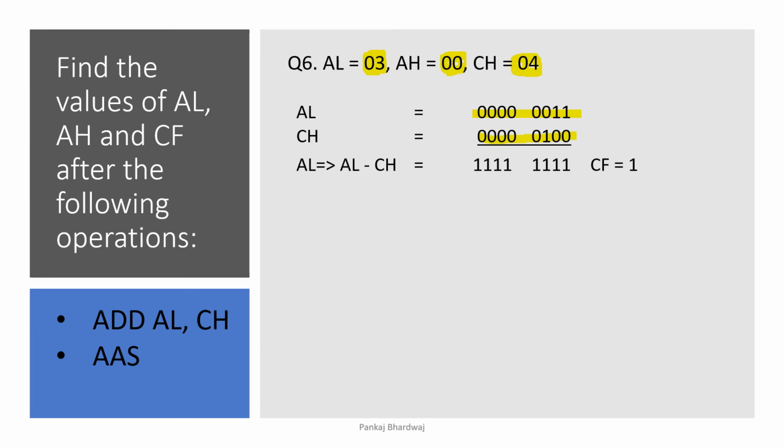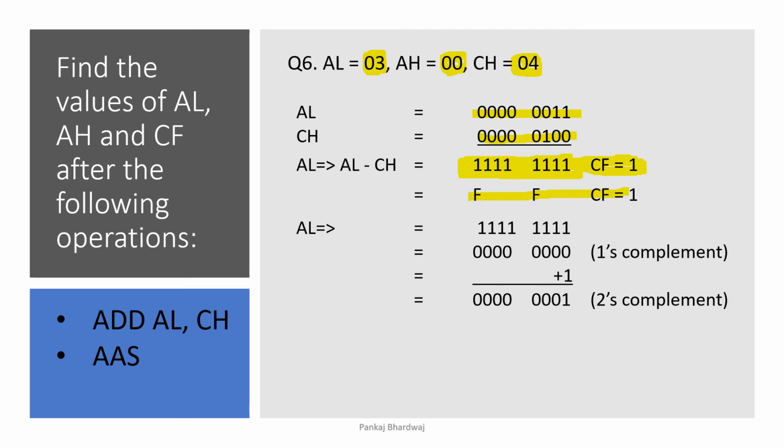So what we'll get is basically 11111111. And carry flag is set because we need to take a borrow, because 3 is lesser than the number 4. This number is basically the 2's complement of minus 1, because 3 minus 4 equals minus 1. And how can we get the result? It is basically FF. We actually want minus 1, that means carry flag is 1 and AL has to be equal to 1.